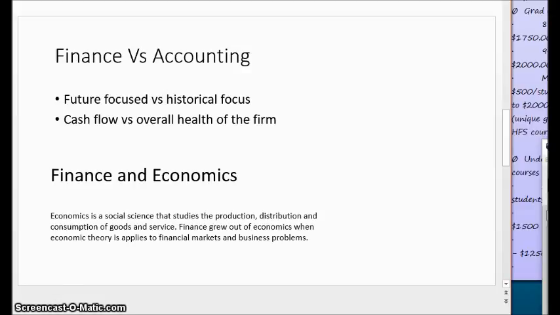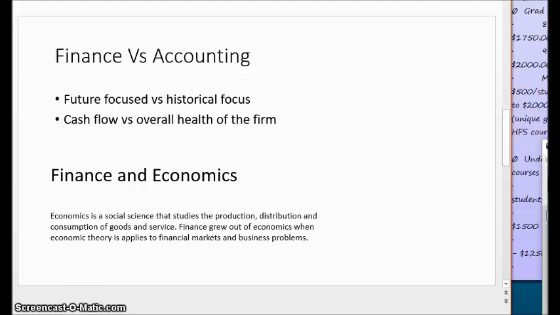Whereas in accounting, it's more of a historical focus. We're looking back at what has happened over the last few periods and making sure that's accurately recorded so we can determine the health of our firm based on what has happened already. So with finance versus accounting, you may look at future focus versus historical focus, or cash flow focus versus evaluating the overall health of the firm. They really are two different topics.